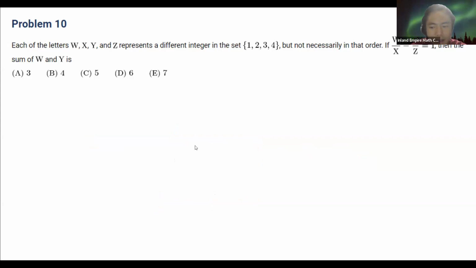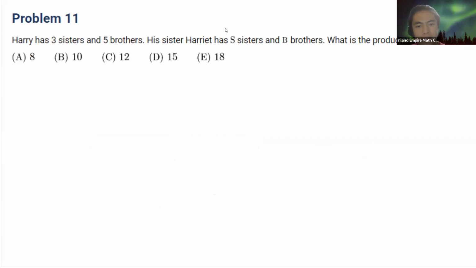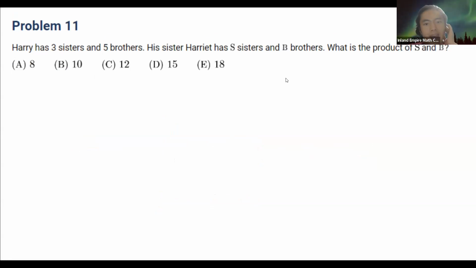Let's take a look at the last question. Harry Potter has 3 sisters and 5 brothers. His sister Harriet has S sisters and B brothers. What is the product of S and B? I think everyone is saying A.